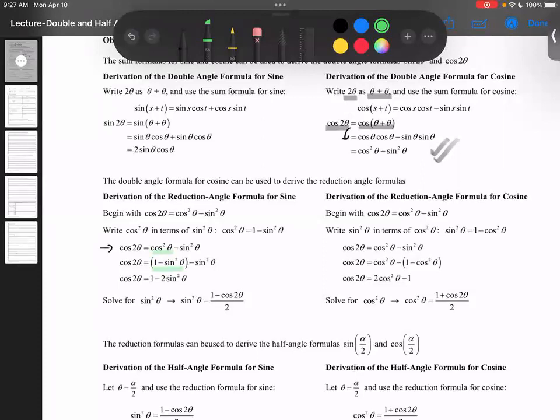Remove the parenthesis. The one is one. Negative sine squared theta minus sine squared theta, that's negative two sine squared theta. So here the coefficient is one, negative one is negative two. There you go.